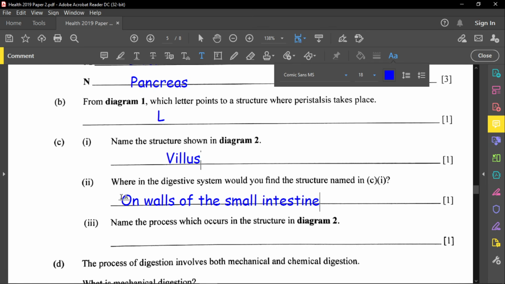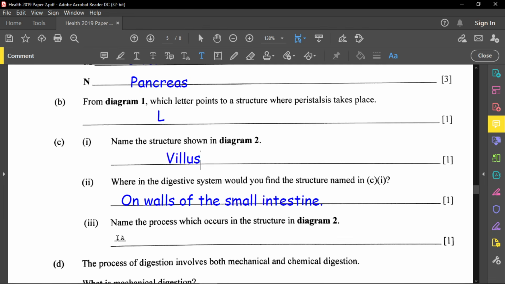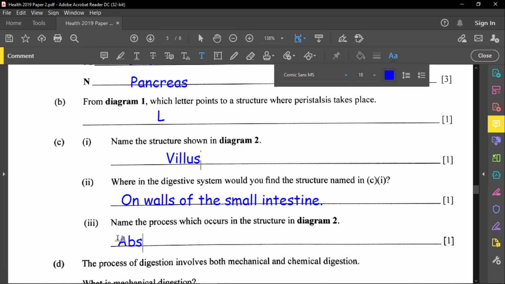But again, small intestine right here is good for this 1 mark answer. But we like to be very specific, all right? So part 3 is name the process which occurs in this structure. So in the villus, what takes place there is absorption of digested nutrients. So absorption will be sufficient for your answer. But if you want to expound on it, absorption of digested nutrients.